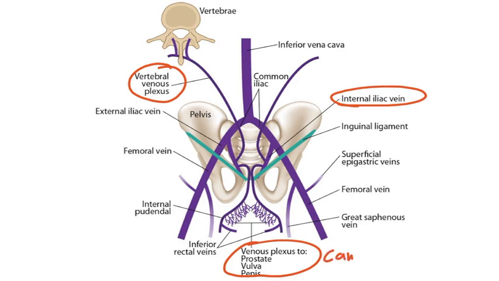Therefore, cancers in these lower regions can impact the vertebral bodies. For example, prostate cancer can metastasize and travel through the internal pudendal vein, and then to the internal iliac vein, and then to the vertebral venous plexus. So the spinal column can have metastases.